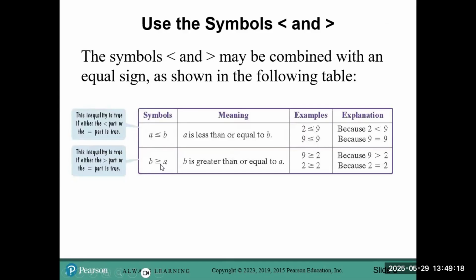We can also combine that equal sign with a greater than, and we read this as B is greater than or equal to A. And again, some examples, 9 is greater than or equal to 2, because 9 is greater. It doesn't have to be both. And 2 is greater than or equal to 2, because 2 is equal to 2. It only has to be one or the other.